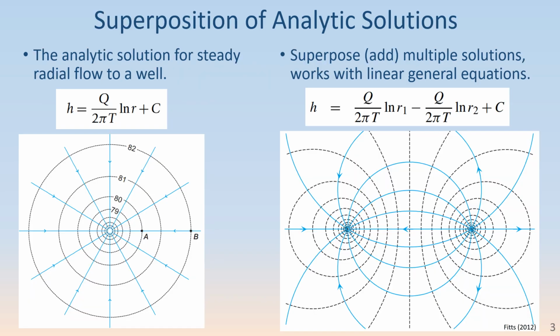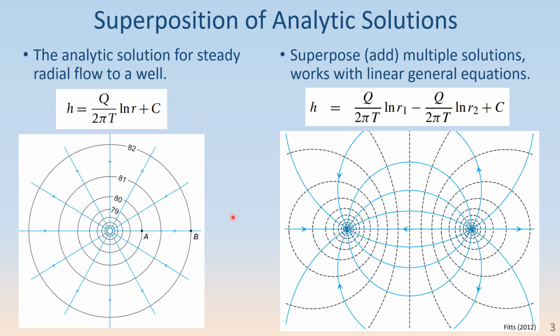Something like the analytic element method has been around for a long time. People have derived analytic solutions to the general equations of flow and applied them directly, and then gone one step a little further in the direction of the AEM by superimposing multiple analytic solutions. What I'm showing here on the left is the analytic solution for radial flow to a well in steady-state two-dimensional flow. Capital Q is discharge of the well, capital T is transmissivity, R is radial distance from the well, and C is a constant.